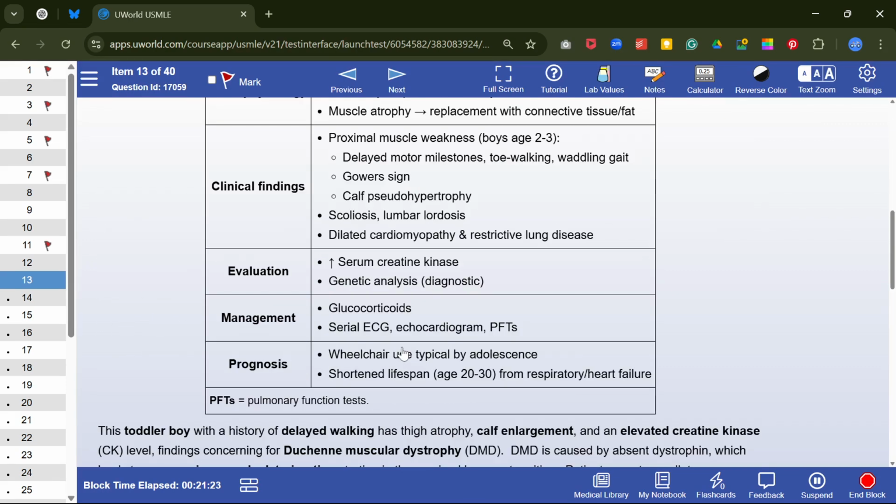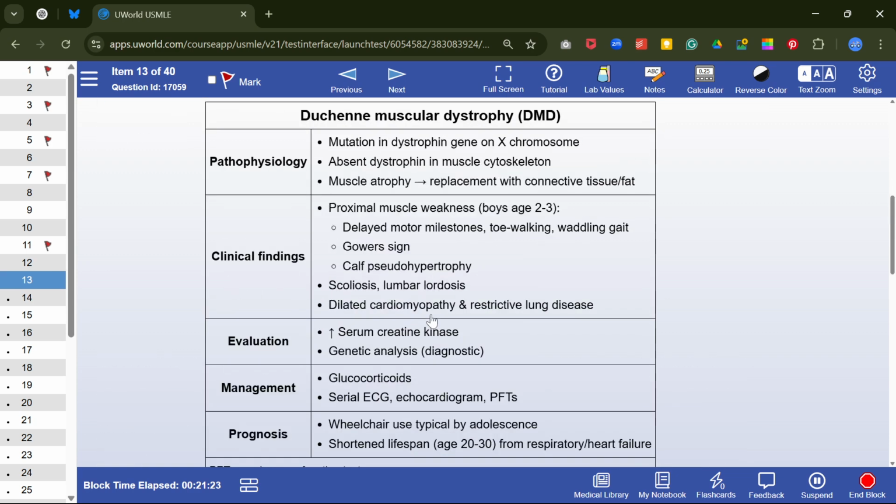Okay. It is DMD, Duchenne muscular dystrophy. First, the box. Look at the box. In Duchenne muscular dystrophy, there is a mutation in the dystrophin gene on the X chromosome. There is absent dystrophin in the muscle cytoskeleton, and there is muscle atrophy with replacement by connective tissue or fat.